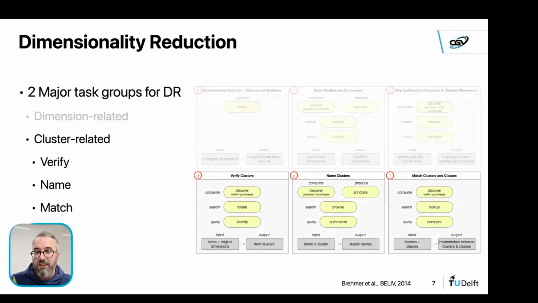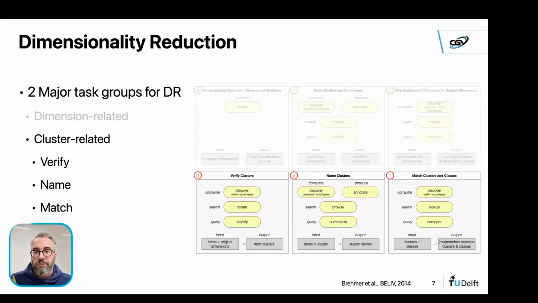Following Bremer et al.'s paper from 2014, there are 2 major tasks for dimensionality reduction, and one is dimension related. I have grayed these out here in the slide. And the other ones are more cluster related, so looking at verifying clusters, naming, matching clusters, these kinds of tasks. They are very much related also, for example, in biology, where we would want to identify groups of cells, right? So there would be a cluster in these plots, and we want to identify what kind of cells those are and so on.